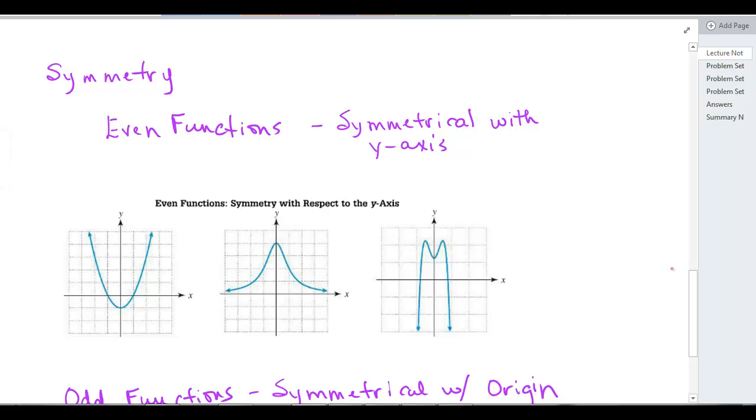Even functions, example, x squared, x to the 4th, x to the 6th. Notice all the exponents are even. Those are even functions, and they are symmetrical with the y-axis. That means they are the same on either side. If you folded it, you'd get the same shape. So this we know is x squared. It's probably x squared minus 1, but it is an x squared function. And there's some other things here that are even functions, and you can tell that because they're symmetrical about the y-axis.